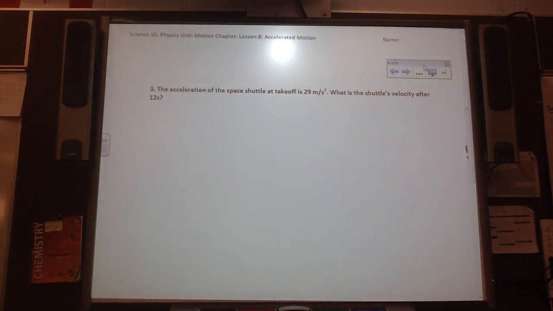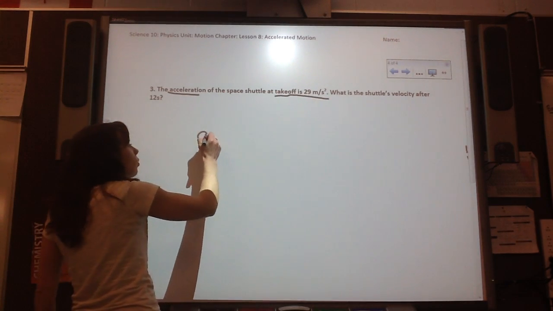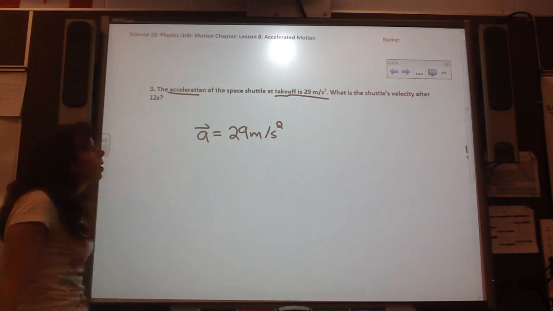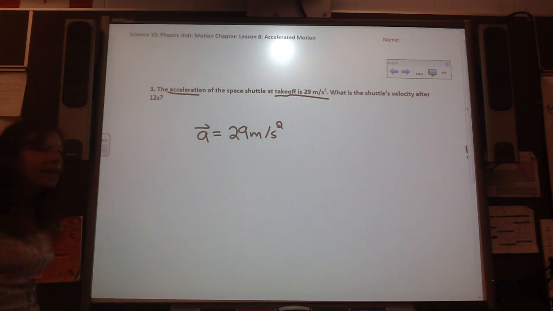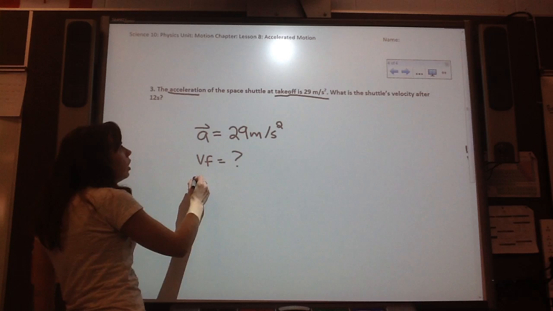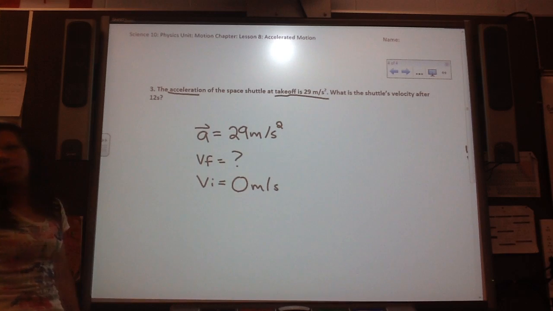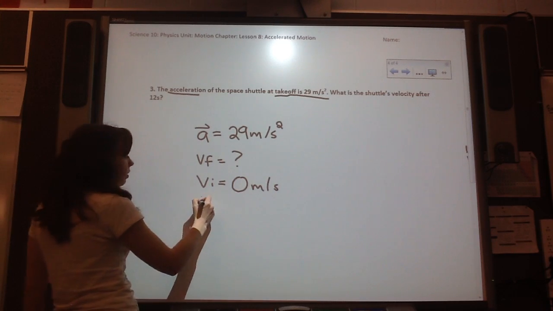Okay, last one. The acceleration of the space shuttle at takeoff is 29 meters per second squared. What is the shuttle's velocity after 12 seconds? So VF is our question because it's after, meaning final. We assume that the space shuttle was at 0 meters per second to start with. Would it always be 0 unless it tells you otherwise? And the time is 12.